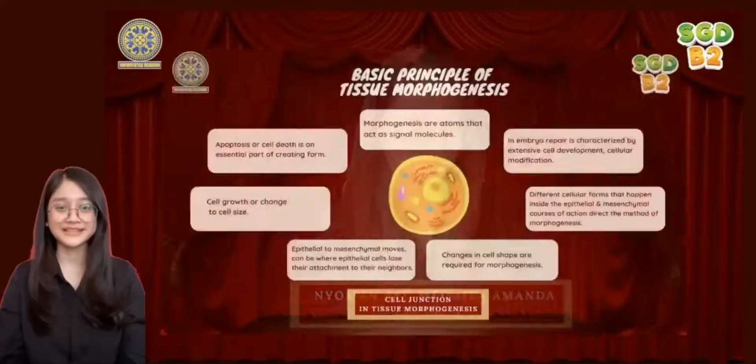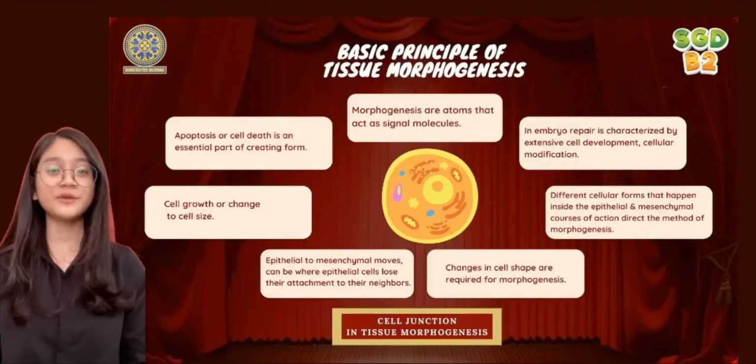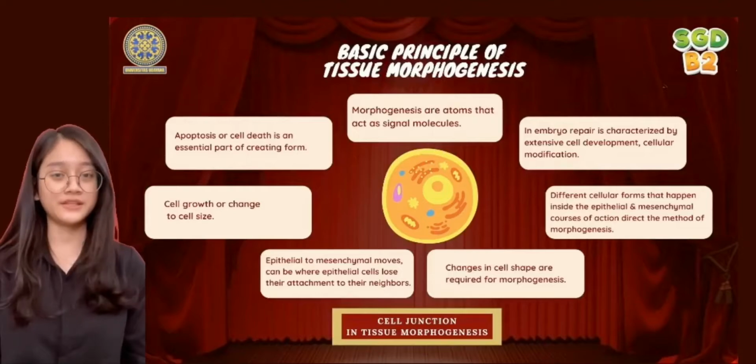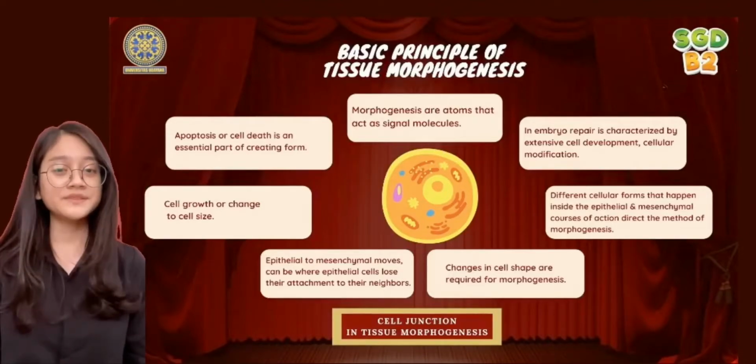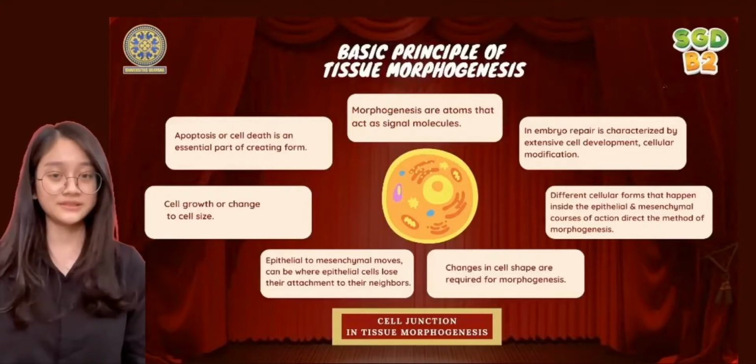Now, I will talk about the basic principles of tissue morphogenesis. Morphogens are molecules that act as signal molecules which can influence the behavior of the cell. Morphogenesis in embryo repair is characterized by extensive cell development and cellular modification. There are 2 basic cell types in the embryo, namely epithelial cells and mesenchymal cells.